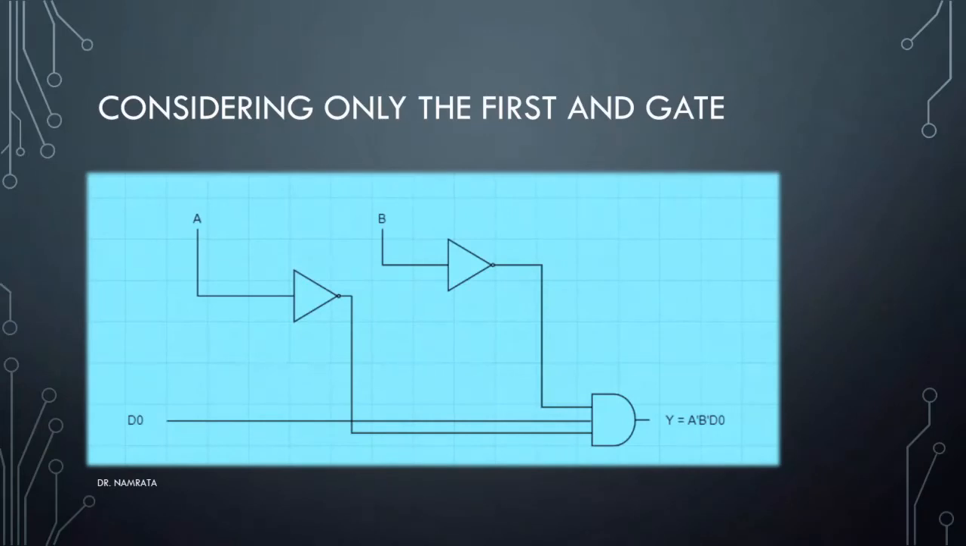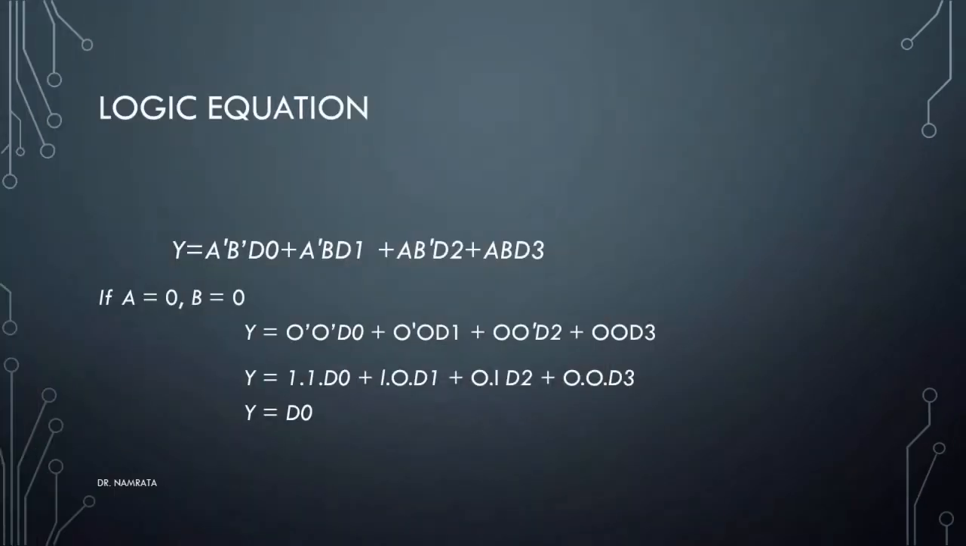So, expression for output of this gate is A prime B prime D0. Similarly, output from other gates are A prime B D1, A B prime D2 and A B D3. Combining, we get the logic equation to the OR gate as Y is equal to A prime B prime D0 plus A prime B D1 plus A B prime D2 plus A B D3.